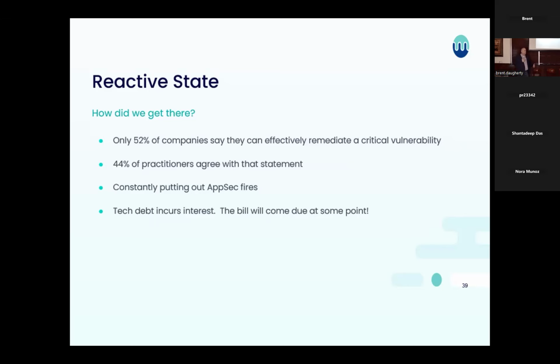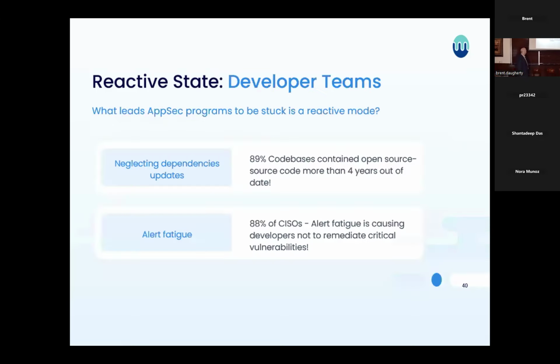And back in the old days, we would typically say, all right, let's just take a week or two a year and make sure everything's updated, because staying consistent was not on the agenda. We had more things to do. Next, please. All right, so reactive state, right? So developer teams. What leads AppSec programs to be stuck in a reactive mode? Well, 89% of the code bases contained open source software that was 4 years out of date. That's a high number.